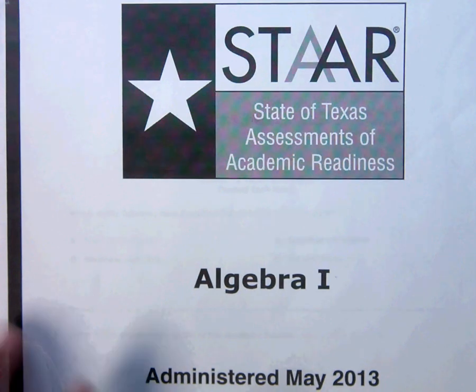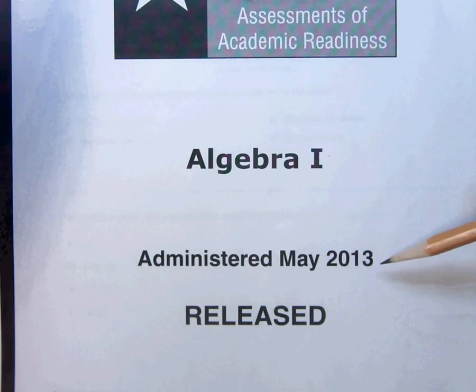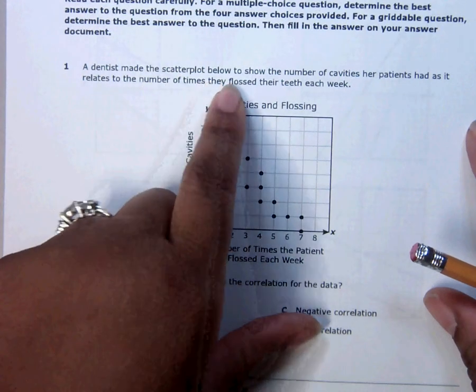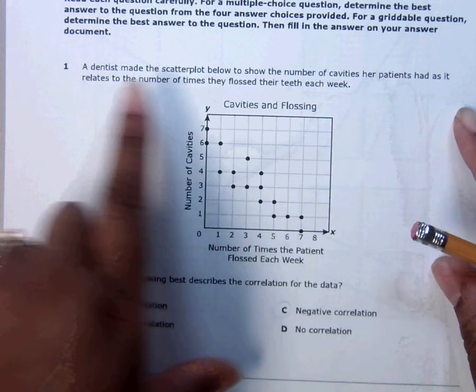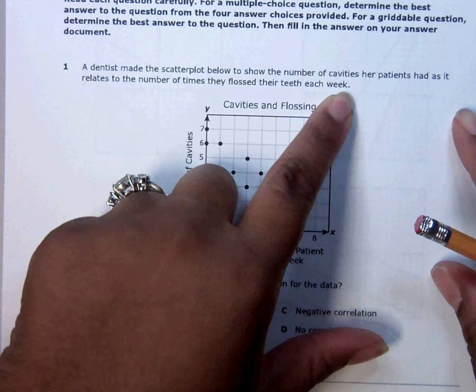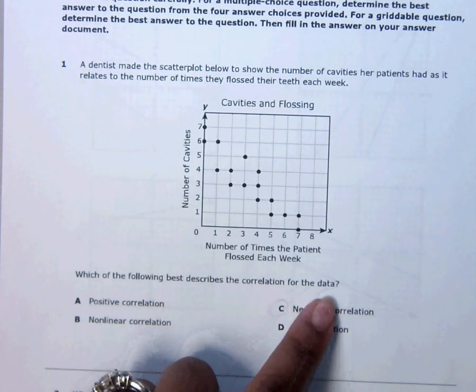This is the STAAR test that the Algebra 1 students took last year, given May 2013. Let's go over it. Number 1. A dentist made the scatter plot below to show the number of cavities her patients had as it relates to the number of times they flossed their teeth each week. Which of the following best describes the correlation for the data?